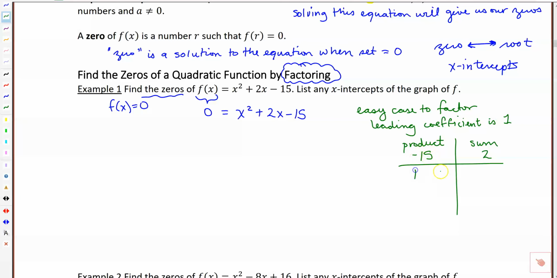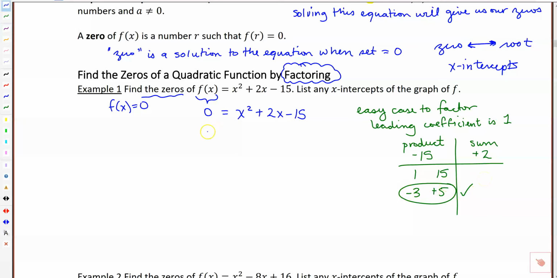So the 15 can either be formed by doing 1 times 15 or 3 times 5. And that's it. That's the only way to multiply two numbers to get a 15 out. Now, specifically, I'm trying to build a -15 and a +2, and I can see I can do that with the 5 and the 3 as long as the 5 is positive and the 3 is negative. All right, so those are going to be the two numbers that I need to complete my factoring.